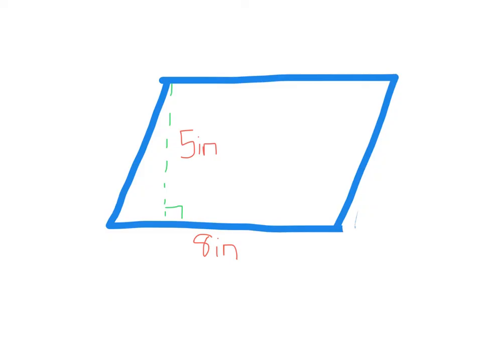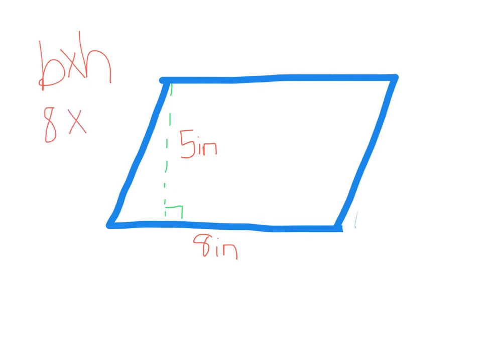All right, so let's go ahead and put this into practice. That formula, again, remember, is base times height. Well, we have to know what the base is. So if we look down here at the bottom, from this vertex to this vertex, it has this label on it, 8 inches. So we're going to plug that 8 in for our base.